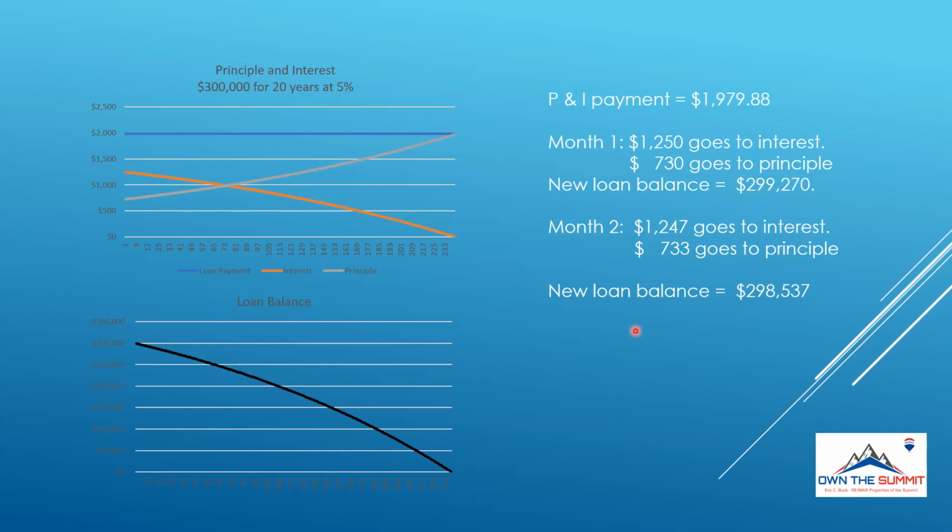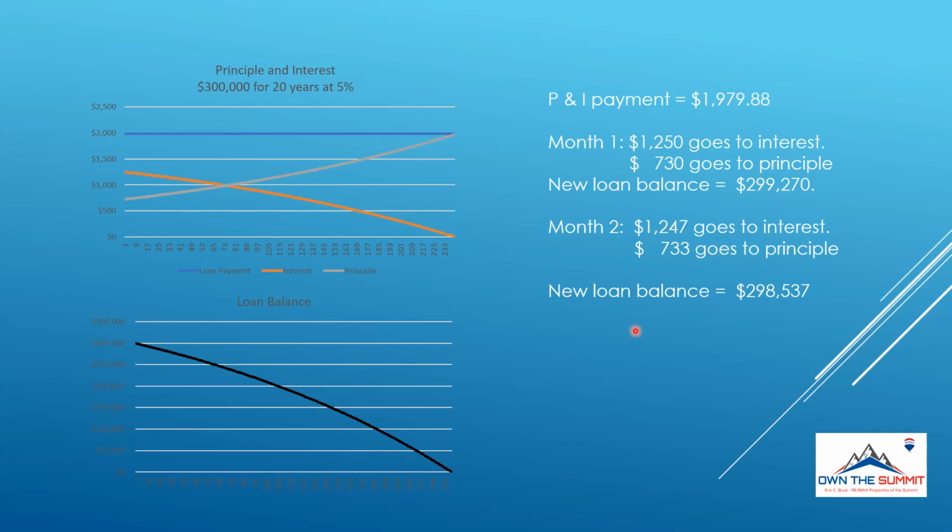Here we have a $300,000 loan for 20 years at 5%. The payment on this loan is $1,979.88 in principal and interest. That's the blue line on the top chart. You see that stays constant over the life of the loan, which goes for 240 months. In the first month, $1,250 goes to interest, and only $730 goes to principal.